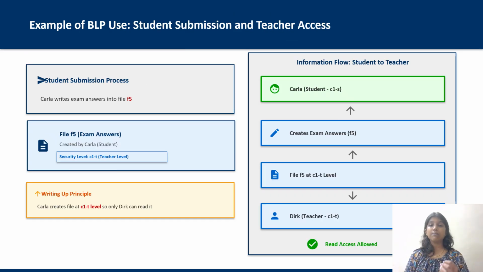And student submission and teacher access. There is also another example for student submission and teacher access. I have already given a few examples about Google Sheet links. So the same example has been discussed here, but regarding the file. Carla is a student who needs to submit the answers, but the file F1 is at the C1 level. Only the teacher has the exam answers. Carla cannot read the answers, but she can read the questions. So this is what the flow says: in the information flow from student to teacher, only read access to the questions is allowed, but not the answers. And write access to the answers is not allowed at any cost.